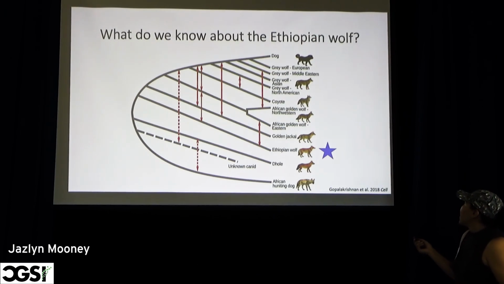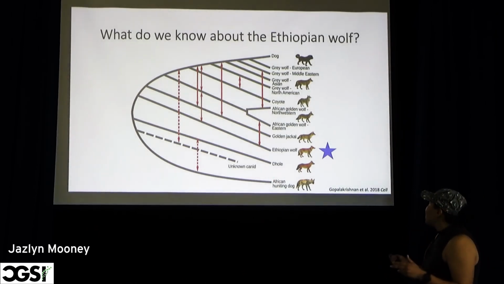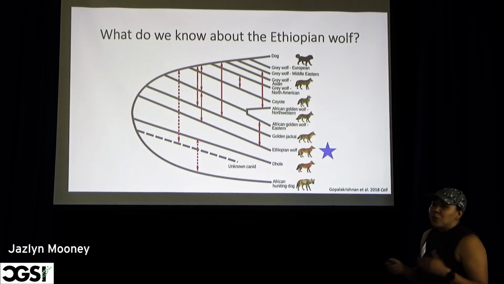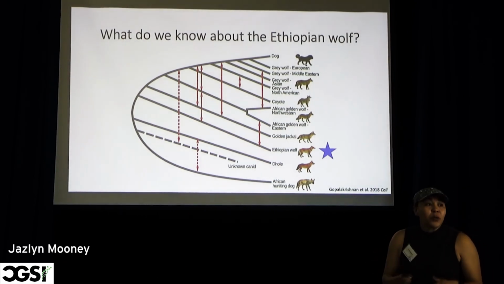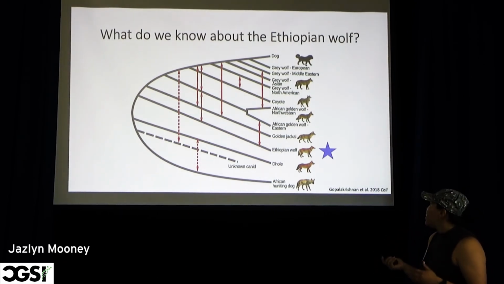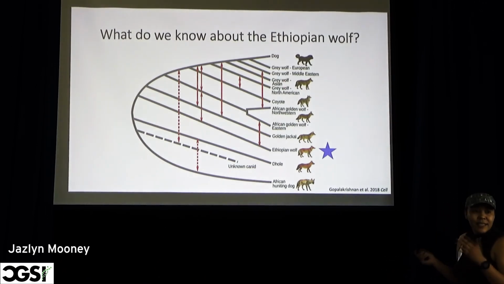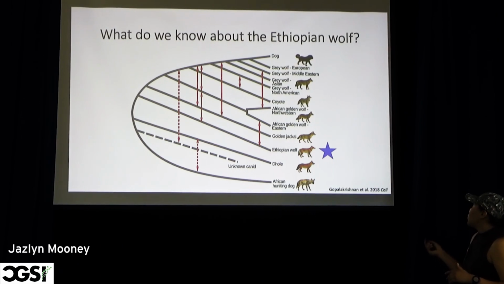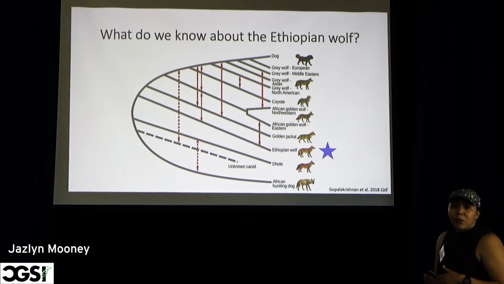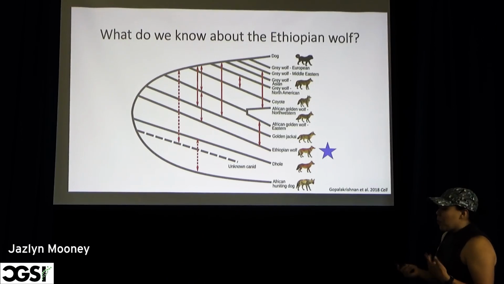So dogs and gray wolves split from each other around 10,000-ish years ago, depending on who you ask. And the Ethiopian wolf's ancestor, a wolf-like canid, diverged from modern day dogs and wolves almost 100,000 years ago during the peak of the last glaciation. So there's a lot of phylogenetic distance between Ethiopian wolves and dogs and gray wolves. And I want you to kind of keep this thought in the back of your head as I move forward.